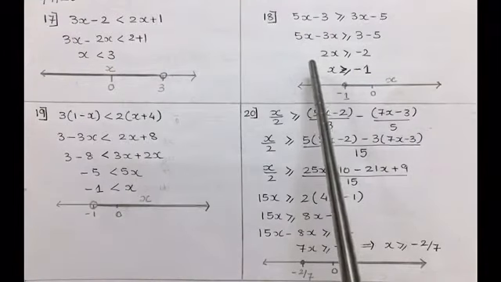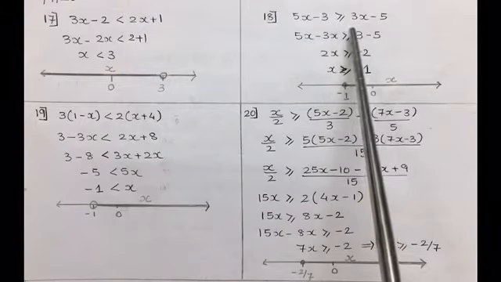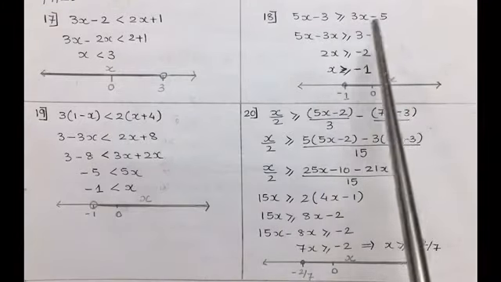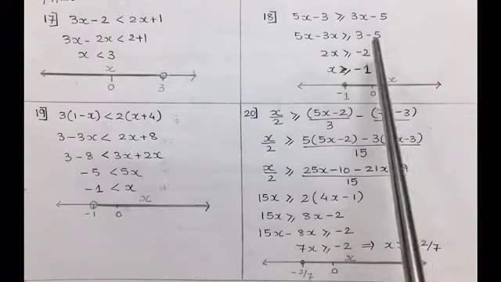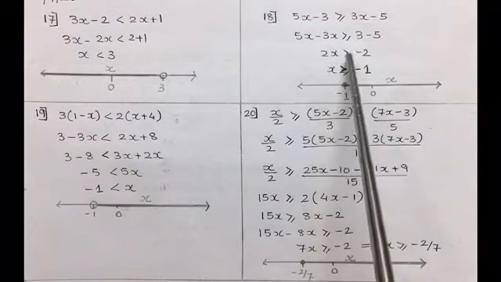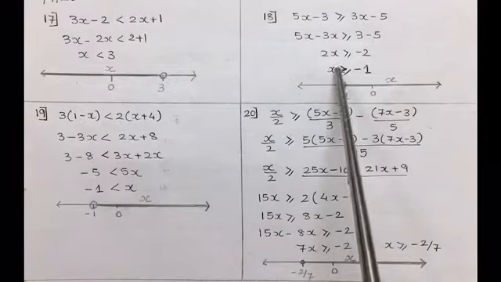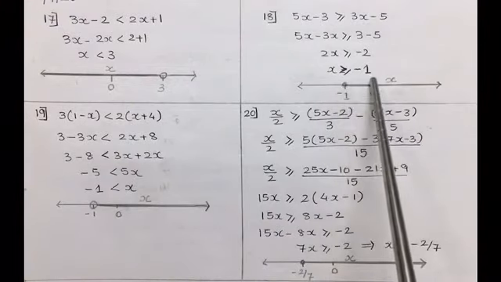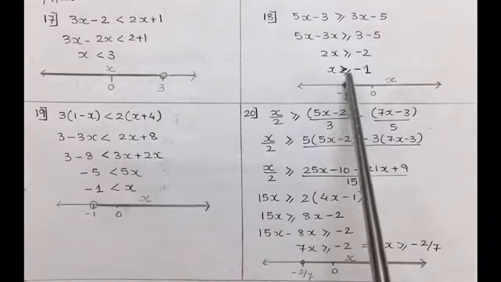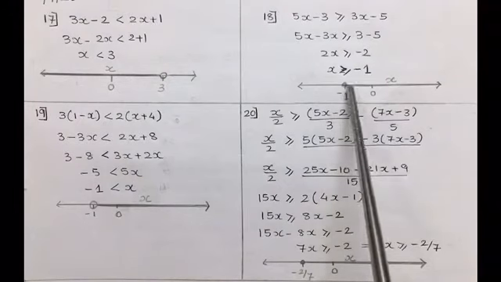18th one, 5x minus 3 is greater than or equal to 3x minus 5. So taking 3x the other side, minus 3 the other side, it makes it 2x greater than or equal to minus 2. And solving for x, it becomes x is greater than or equal to minus 1. As x is greater than or equal to minus 1, it lies towards the right side of minus 1.